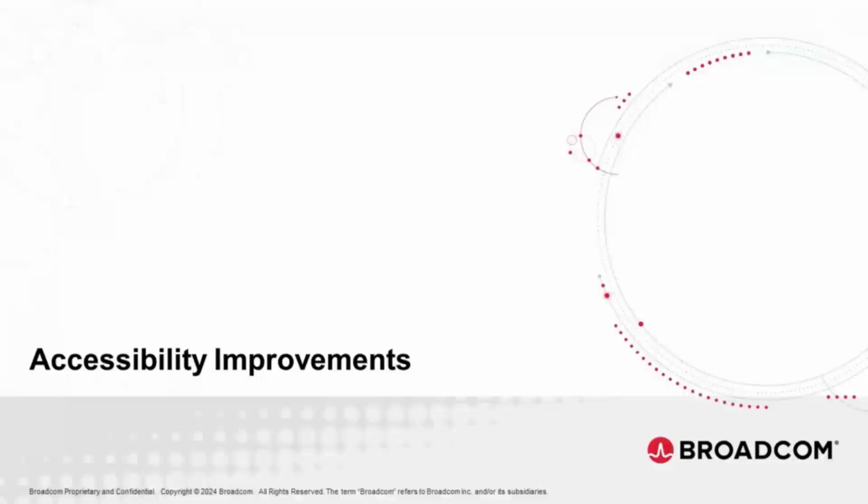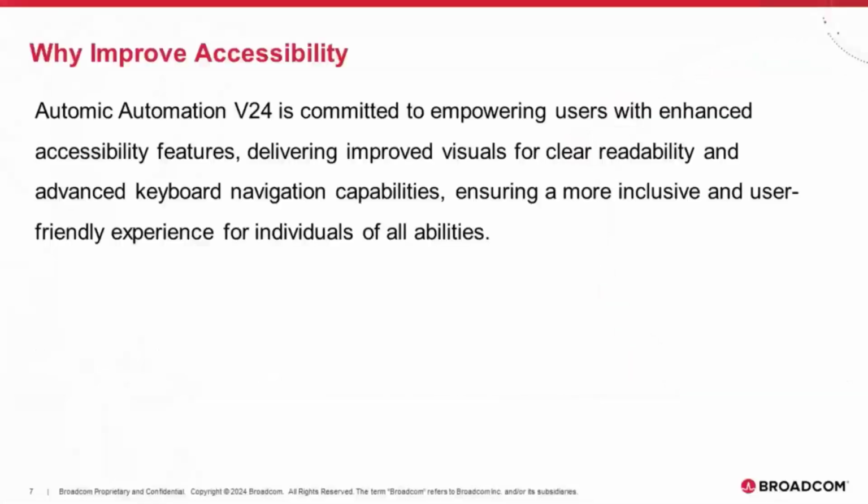Accessibility improvements. Why improve accessibility? Accessibility is all about enabling our software so that users of all abilities have a good user experience. The focus for version 24 has been on improved visuals for better readability and also on keyboard navigation capabilities. Both will provide the visually impaired with a much improved experience and is also the stepping stone towards achieving WCAG 2.1 AA compliance.